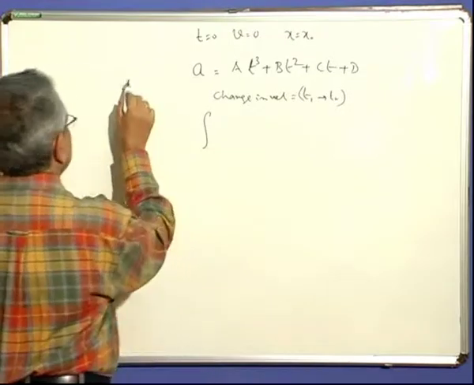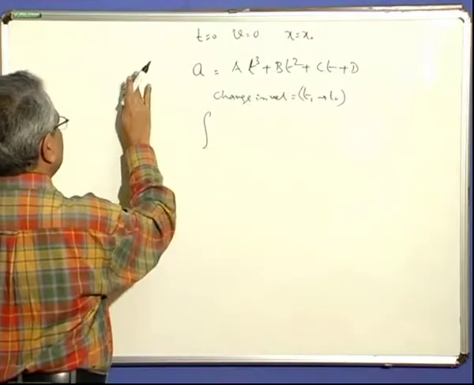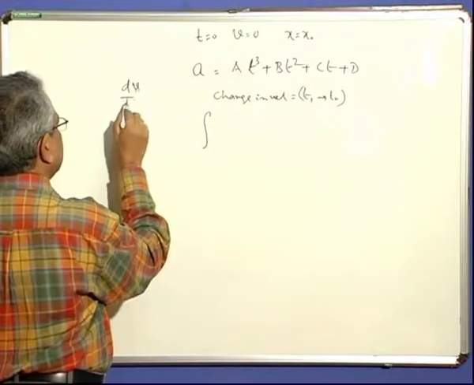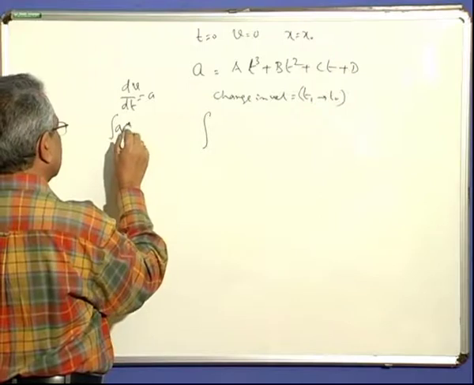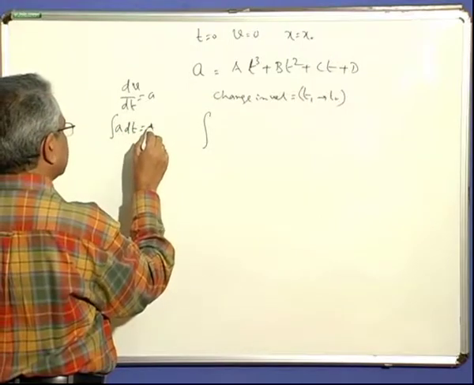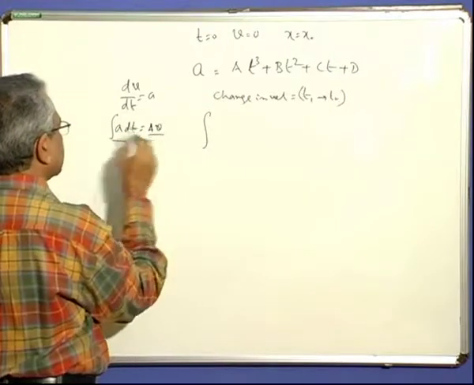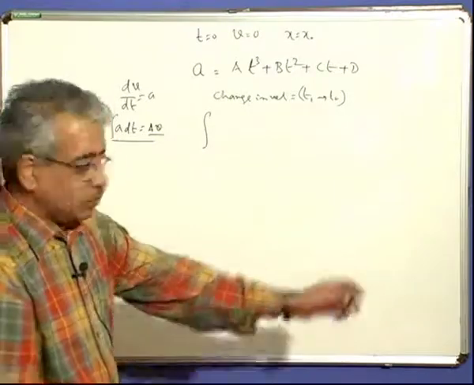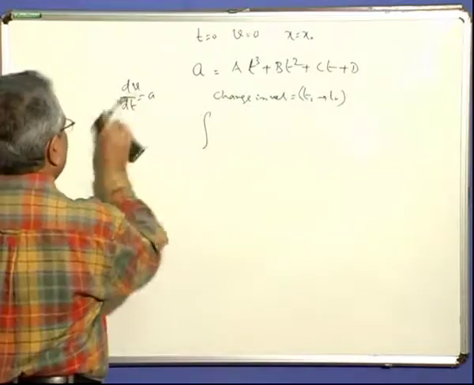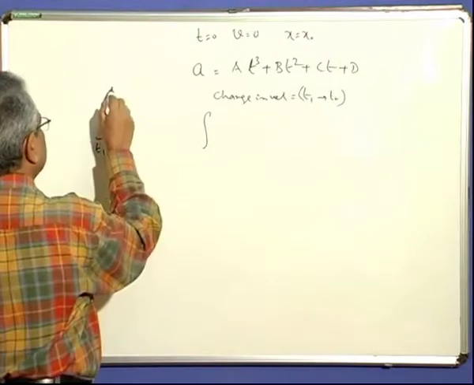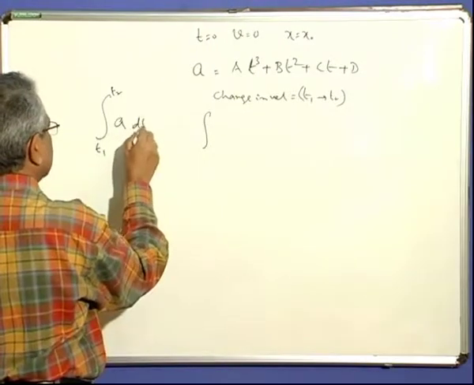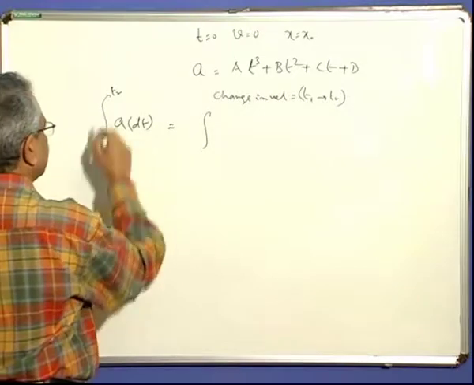Because we have said that differentiation of velocity, dv by dt, gives you acceleration, now integration of acceleration should give you velocity. That change in velocity will come there, so we apply it here: integration of acceleration from t1 to t2 dt. That is what you are supposed to find.